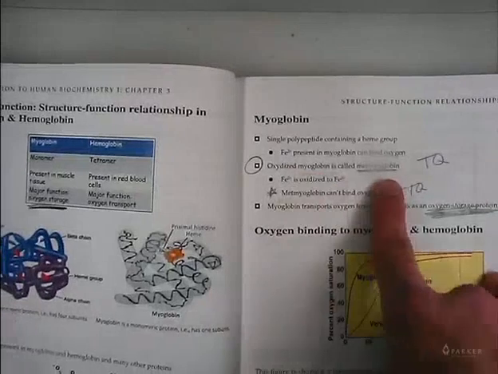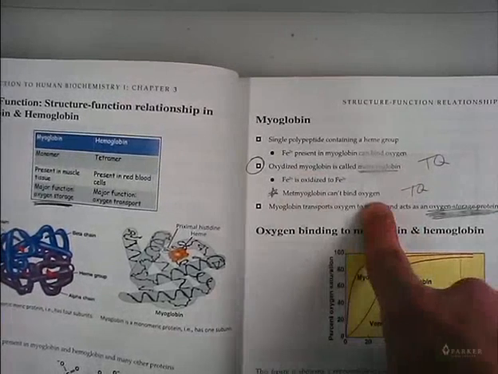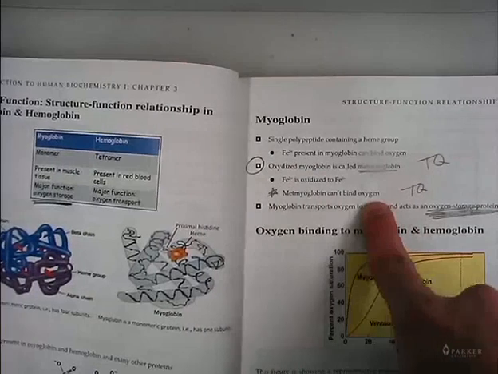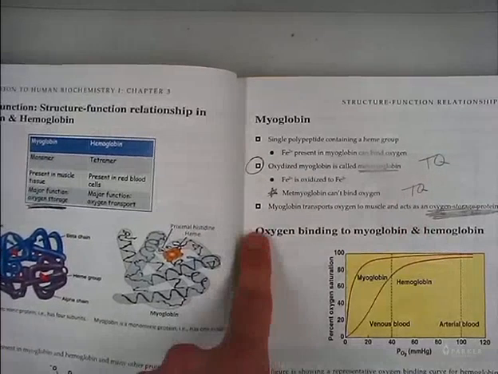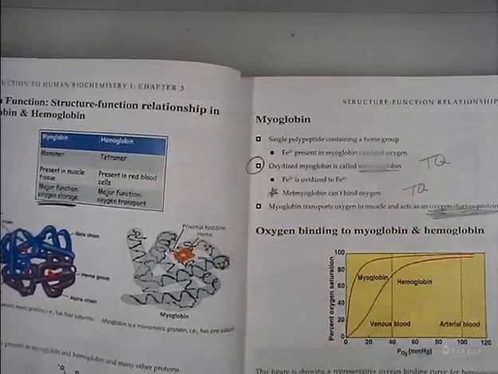Oxidized myoglobin is called metmyoglobin, and that cannot bind oxygen to it. That's pretty important. Myoglobin is for oxygen storage.